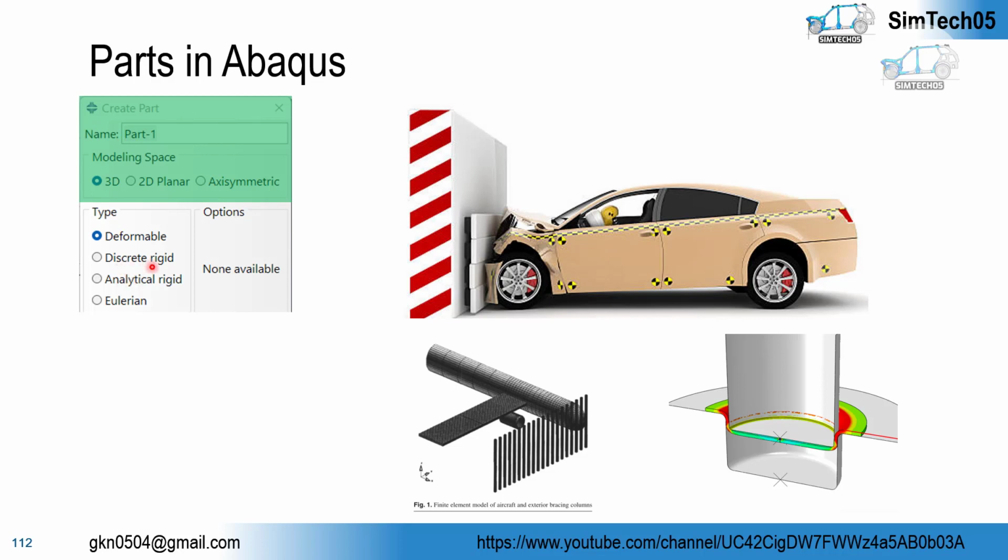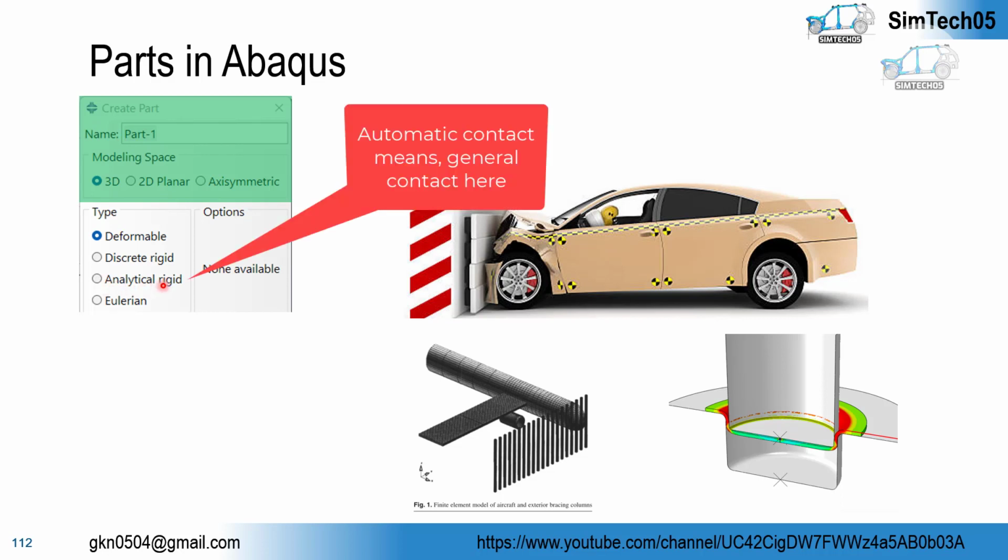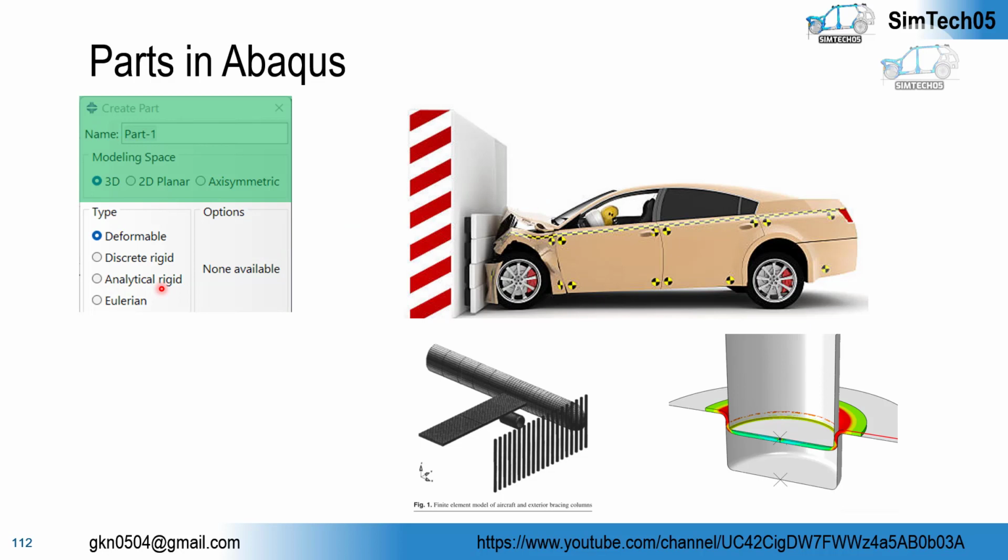See, in the discrete rigid component, you have to mesh the component. No need to define the property, but you have to mesh the component. And in the analytical rigid, neither mass nor material property is required. But again, in the analytical rigid component, you cannot apply the automatic contact definition. You have to define the surface to surface contact definition. These are the restrictions actually.